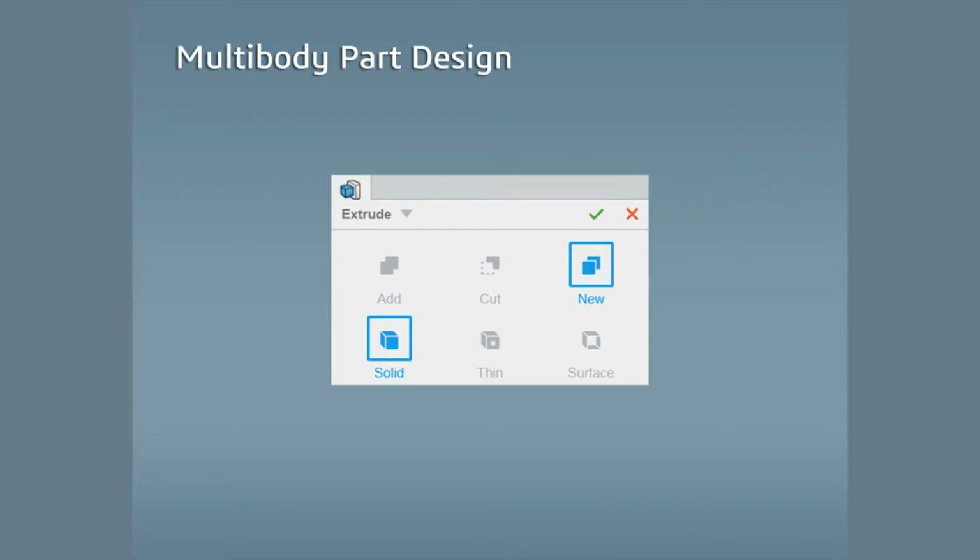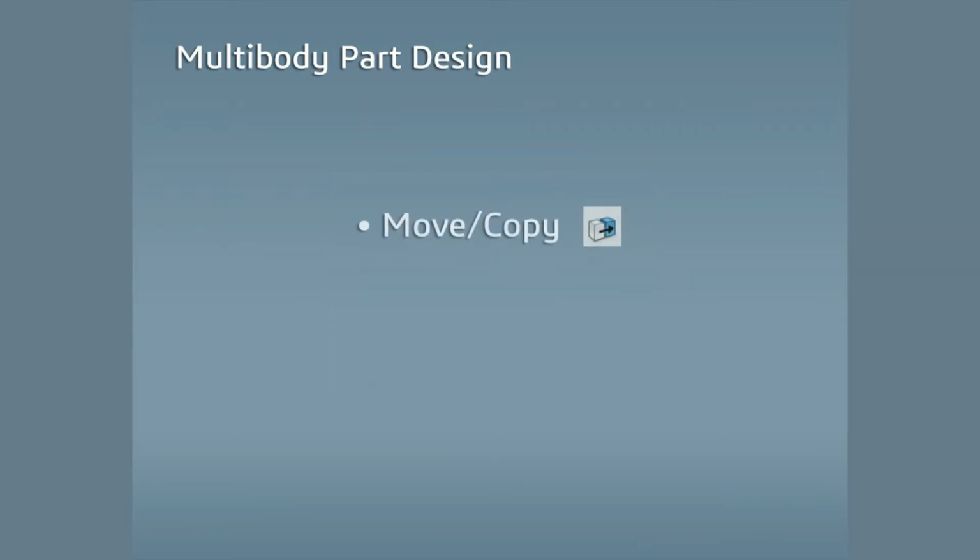This is done simply by selecting either Add, Cut, or New. In addition, I'll show you how to use two of the most important multi-body commands, the Move Copy command and the Combine command. These both allow you to position the various bodies in space and then combine and remove geometry from one another as needed.